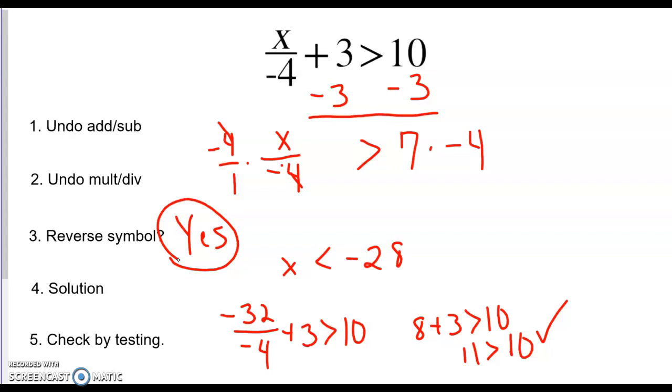All right, hopefully you can remember that little rule. It is tricky, but I think you guys will get it.